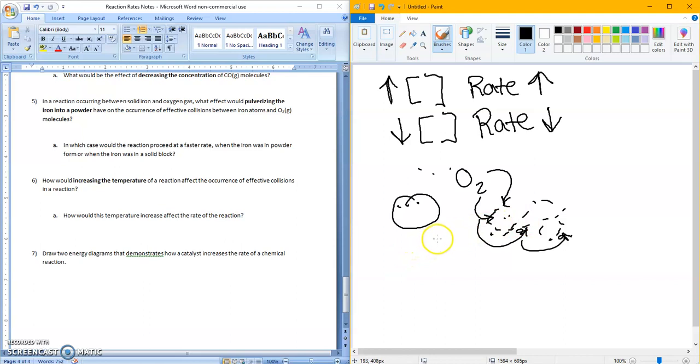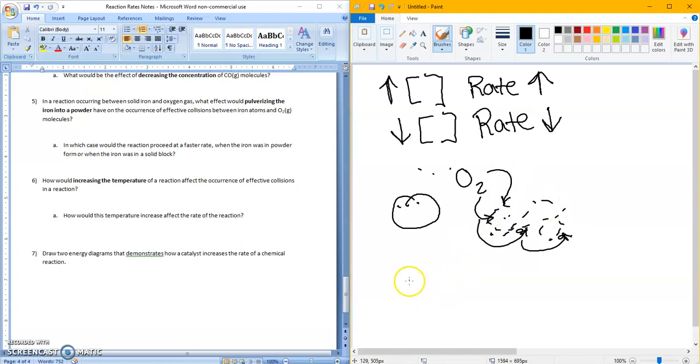And then why is that better than a solid block? Well, a solid block, you can only get to the outside, okay? So what you want to do whenever you want to increase the rate of a reaction, it's that collision theory. You want to increase collisions, and you want to have the correct activation energy. So by breaking this guy up, you are increasing the collisions, which makes it possible to have better reaction.